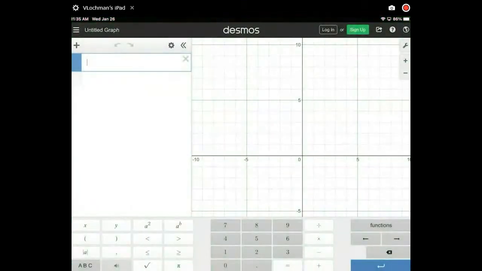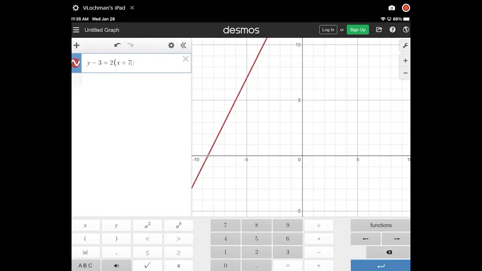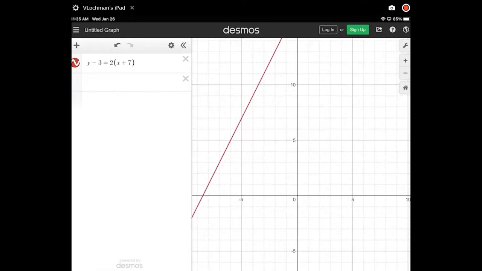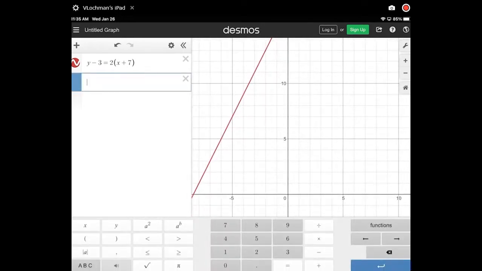And type in my first line, as is, without changing anything. Y minus 3 is equal to 2 times x plus 7, right? So that's my original line. And now I'm going to type in my answer. What did we get? We got y is equal to 2x minus 3.